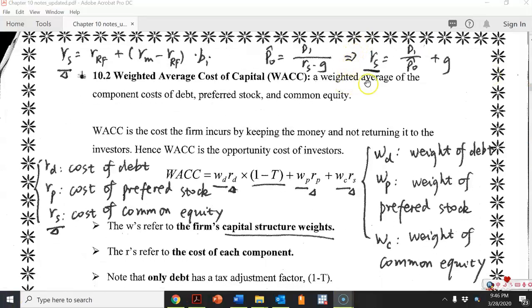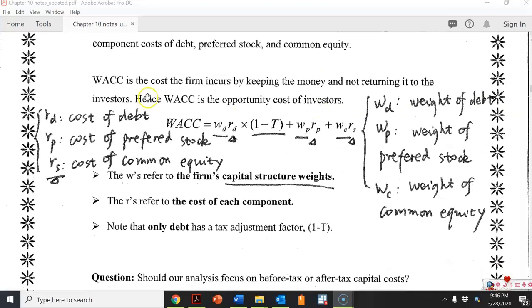If we take the weighted average of all the component costs, we would have WACC, the weighted average cost of capital. It's a weighted average of the component costs of debt, preferred stock, and common equity. WACC is the cost the firm incurs by keeping the money and not returning it to investors. Hence, WACC is the opportunity cost of investors.